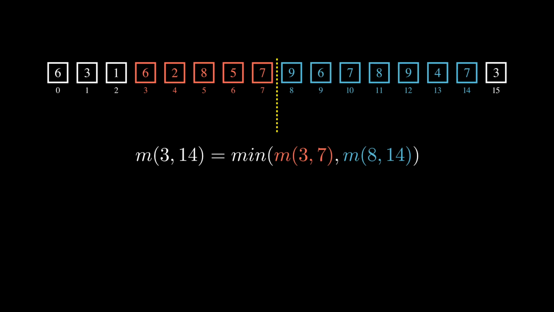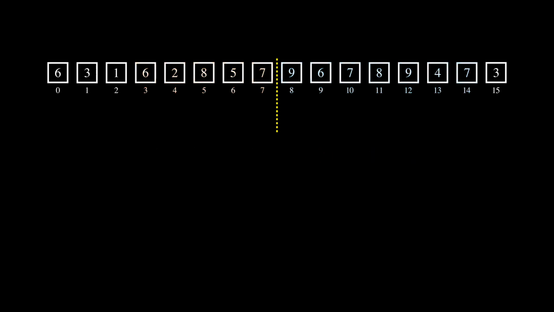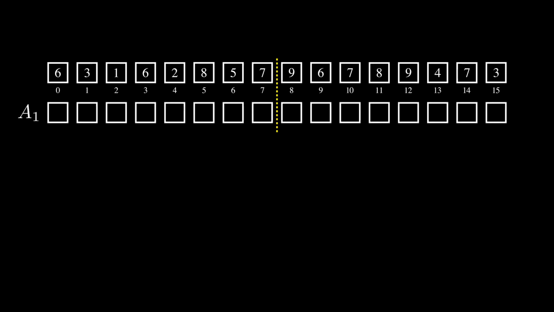But what's the point of breaking it into two ranges? Well, if we store the min of all ranges starting from or ending at the center point, then we can easily find the answer to the subqueries. We can do this in the preprocessing step and store it in an array called A1. Let's see it for the left half.